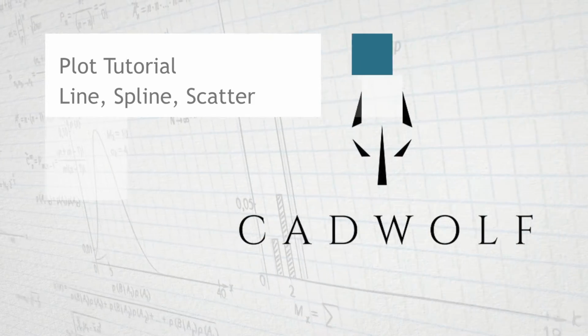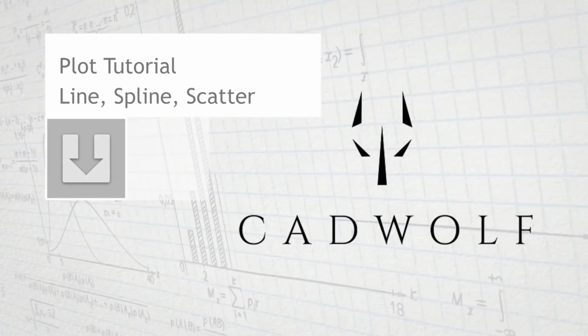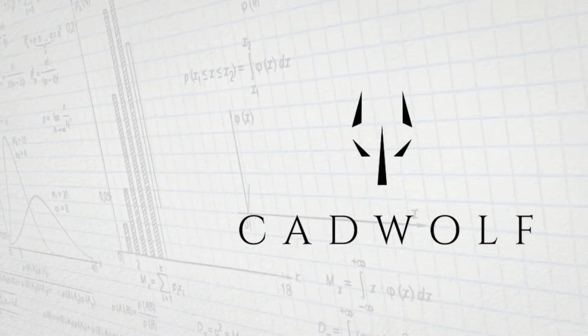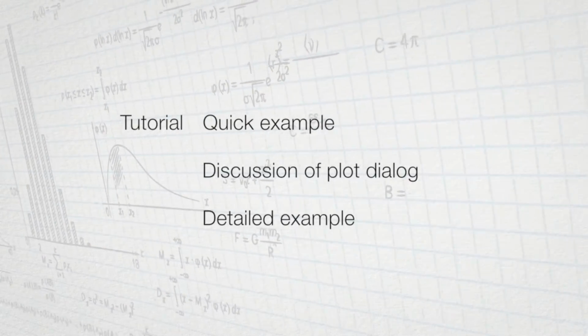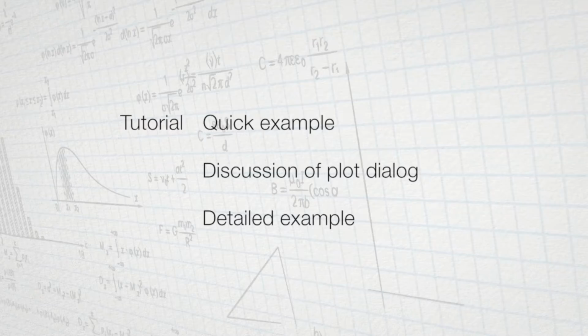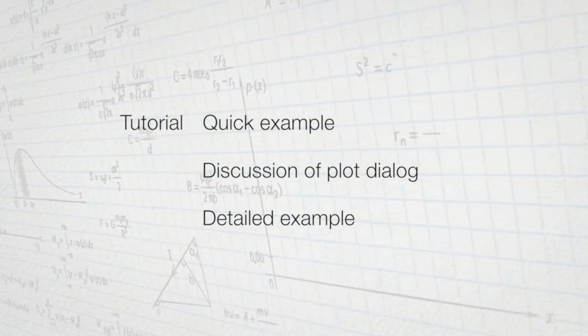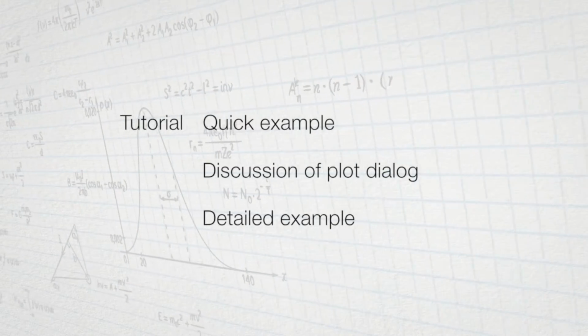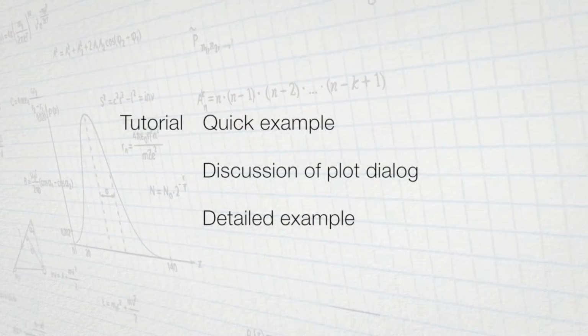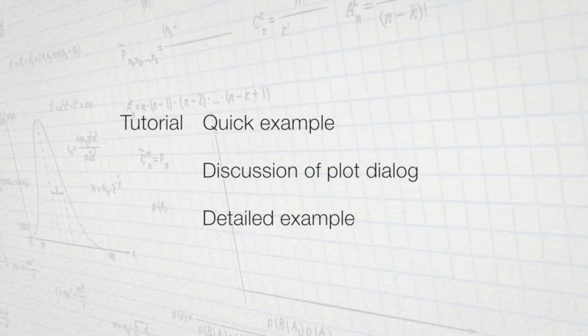Welcome to the CADWOLF tutorial on line, spline, and scatter charts. So we're going to start off with a quick example just to show you how to create a chart and to get going on it. Then we're going to do a sort of detailed discussion on what all is available to you in the plot dialog for these types of charts. Then we're going to go back to our example and do some fairly detailed stuff with it.